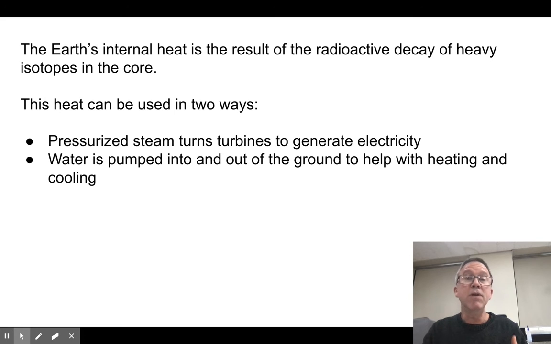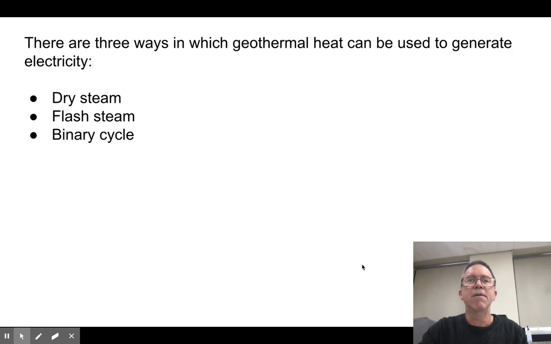So the two main ways we use it are we can create steam pressure, which can then turn a turbine to make electricity, just like we do with coal or nuclear, or we can simply use it as a way of reducing our needs to heat and cool by simply letting the world do it for us using the internal heat. It's a little bit harder to understand the second one, but I'll explain as we go on. Okay, so let's just talk about how we generate electricity, because that's the main thing you're expected to know here.